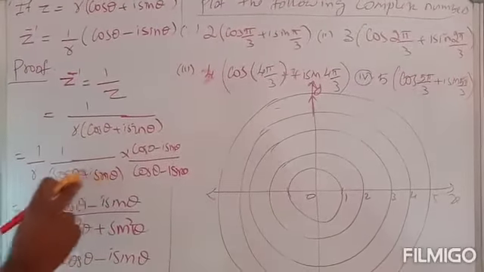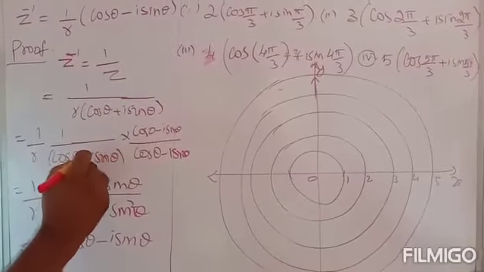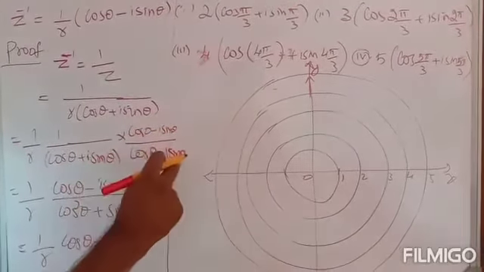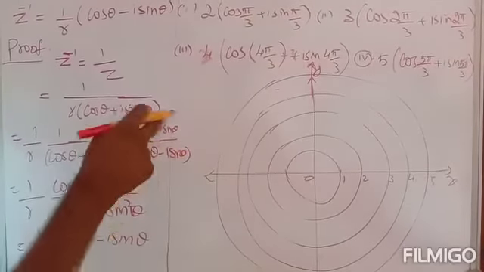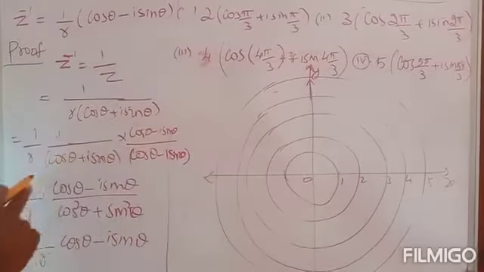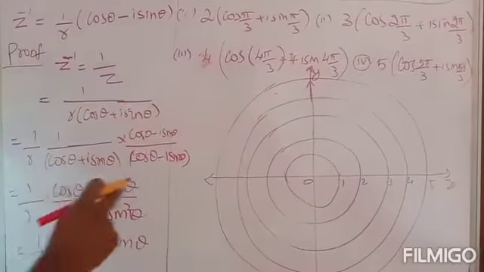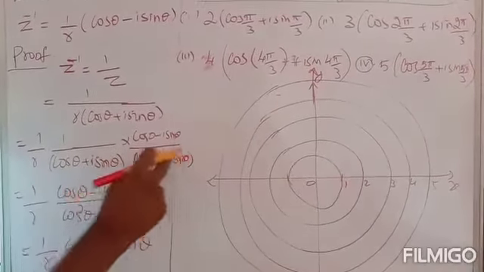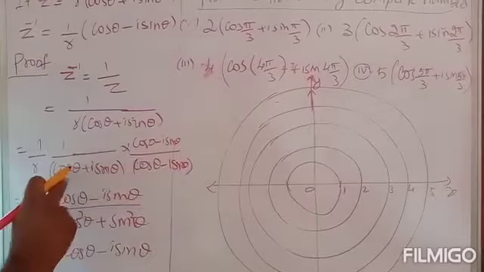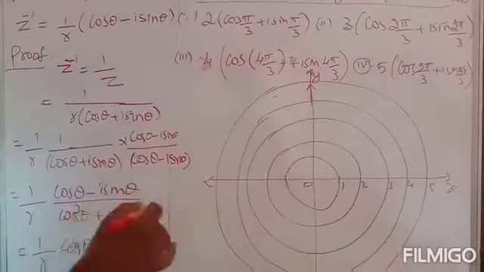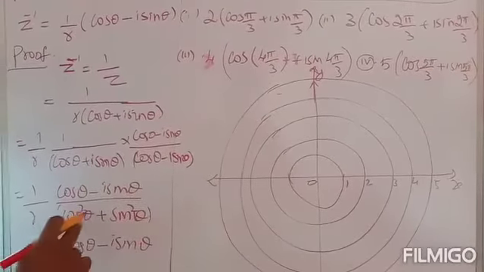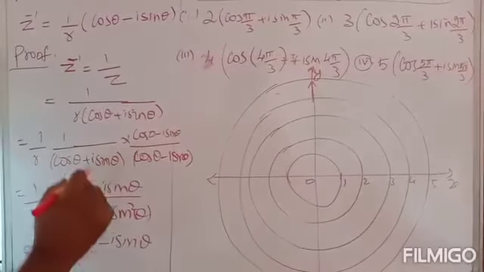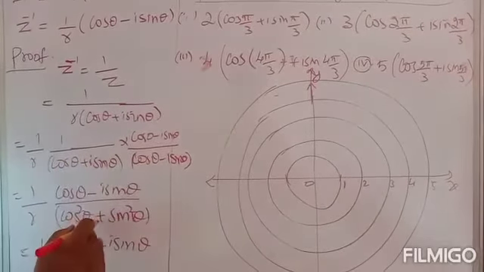We know the formula cos A cos B plus sin A sin B equals cos(A minus B). Here A is replaced by theta 1, B is replaced by theta 2. So we get cos(theta 1 minus theta 2) plus i sin(theta 1 minus theta 2). So arg of z1 by z2 equals theta 1 minus theta 2, which is equal to arg z1 minus arg z2.